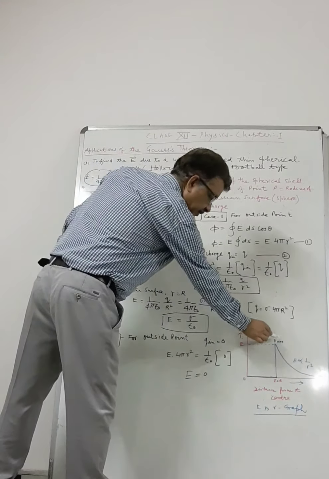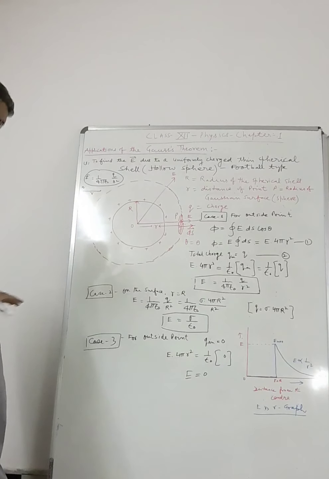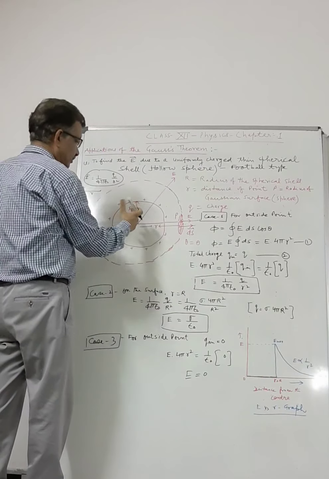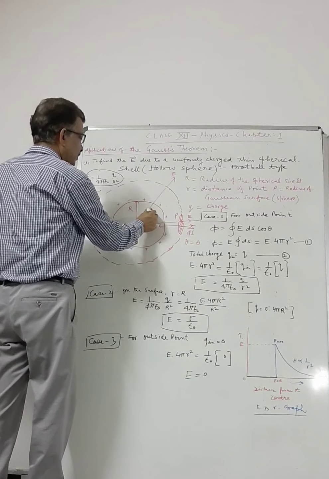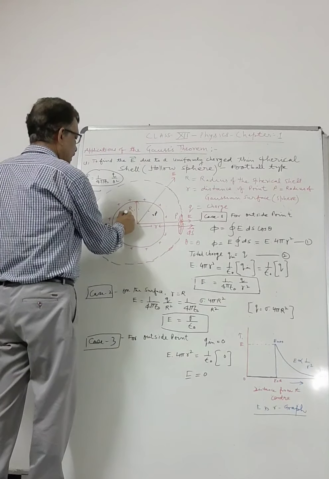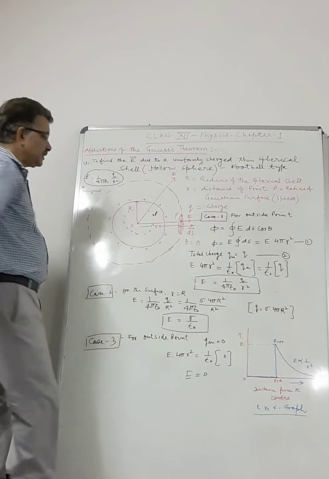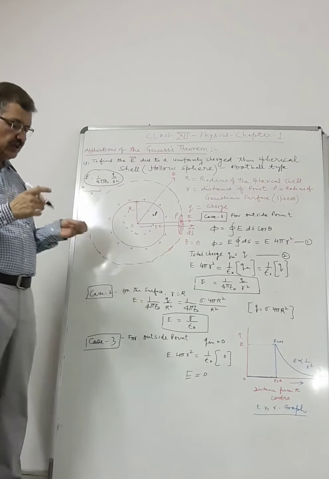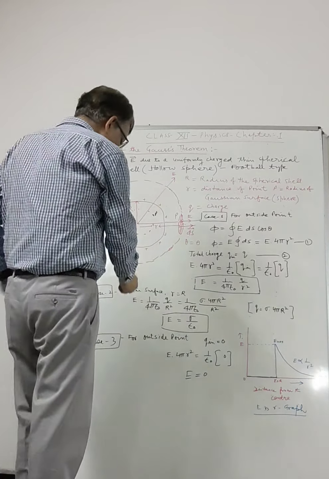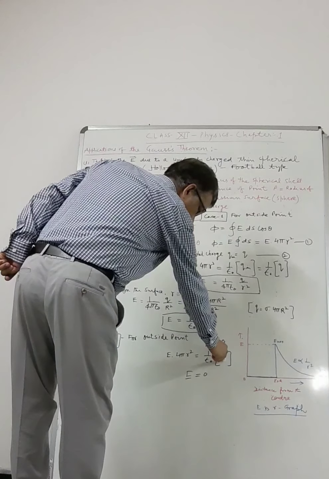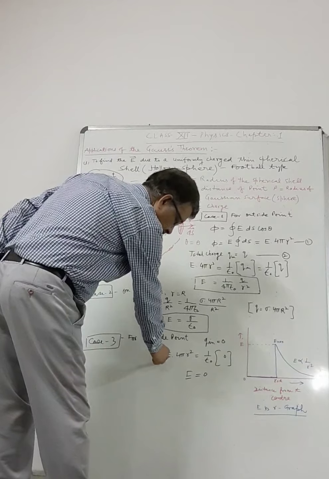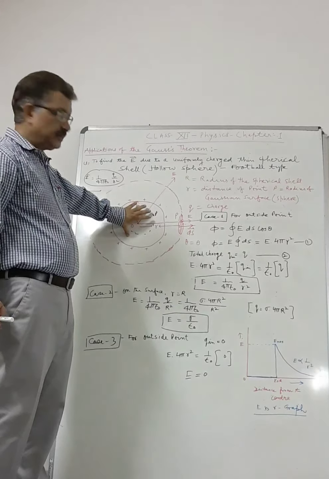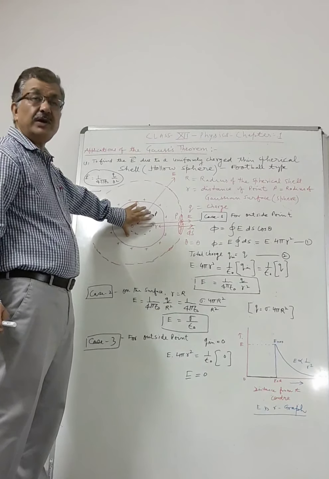In the graph, it has been shown as E max. And now the third case, for a point which is inside. Suppose point P lies over here. So this will be the Gaussian surface. Now inside the Gaussian surface, the total charge will be 0. So naturally the value of E will be 0. So for an inside point, the electric field intensity is always 0.